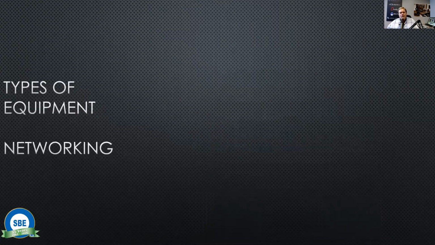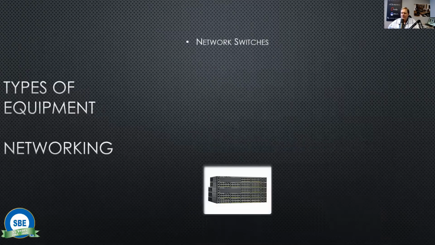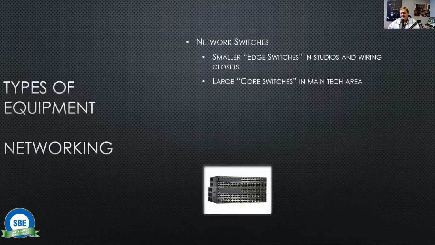So let's talk a little bit about the network gear behind all of this. Network switches, most of you should be pretty familiar with. You can get the smaller edge switches. Usually these would be mounted like in a studio or a wiring closet, and these might be anything from little 8-port switches up to 16 or 24-port switches. And then the larger core switches. Now these might be larger 48-port, or in some really large installations, a large blade-based switch in your main tech area.